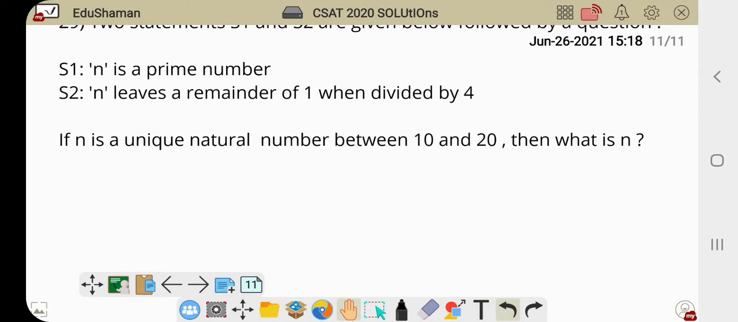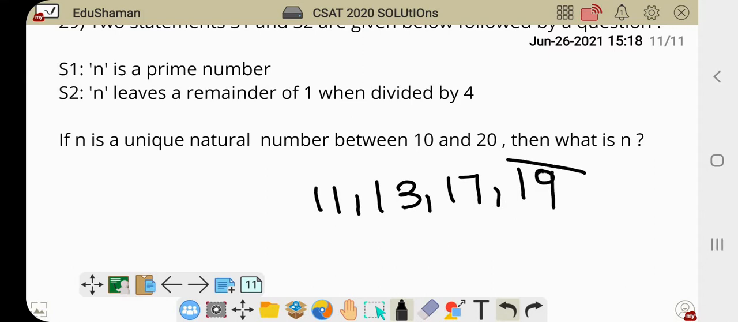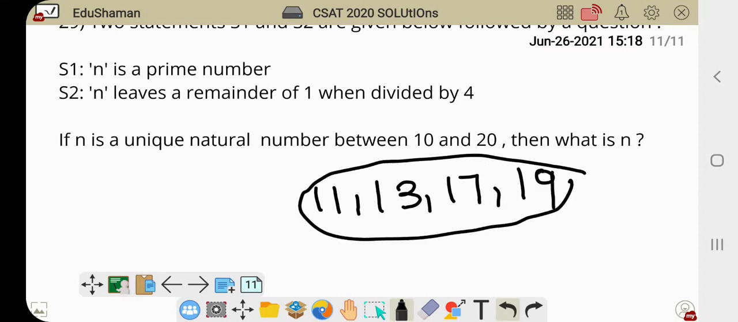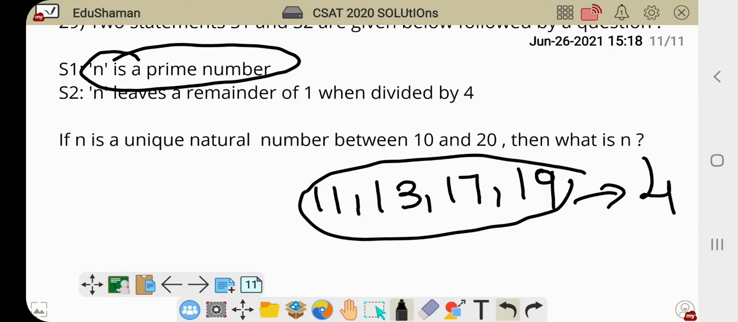So let's see whether S1 alone solves our problem. Let's list out all the prime numbers between 10 and 20, that is 11, 13, 17 and 19. So n can be any of these. So we don't get to a solution, we don't get to an answer. So S1 alone is not sufficient to answer our question. Just the information that n is a prime number doesn't help us, because we have 4 prime numbers between 10 and 20. Which one should we choose?